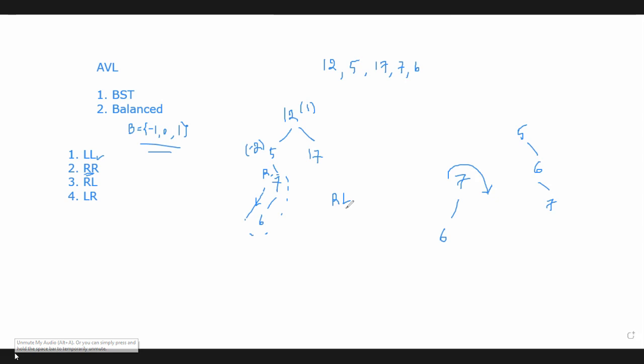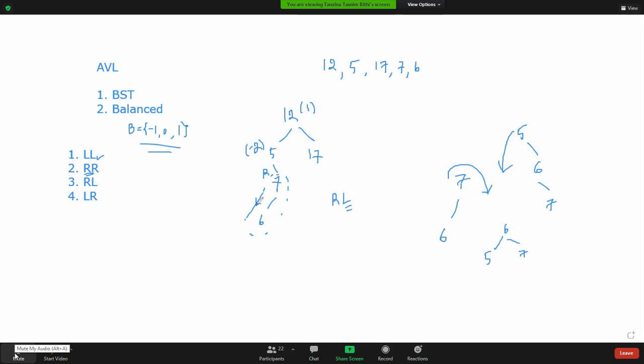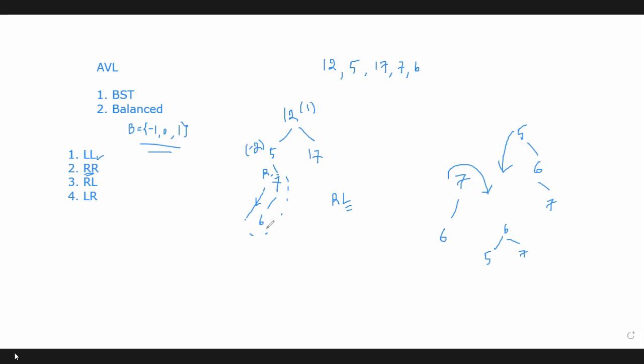So now apply left rotation. So now 5 will be shifted to the left side and 6 will become the root node. So 5 is the left child of 6 and 7 is the right child of 6. Okay, so now this is the balanced tree. So is it clear when we can use right left rotation? Yes, ma'am. When the sequence is like this, right left. But at first we'll work on this part from the left node. Okay, so I hope now it's clear to you how to insert a node in an AVL tree.